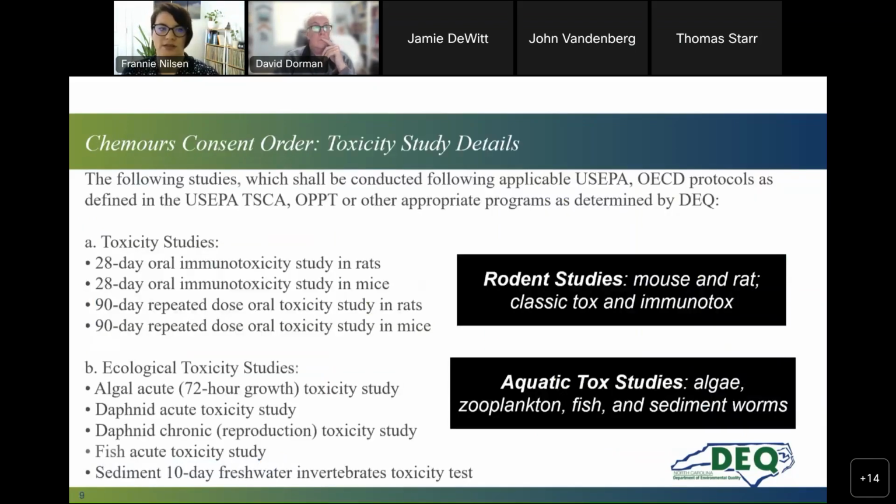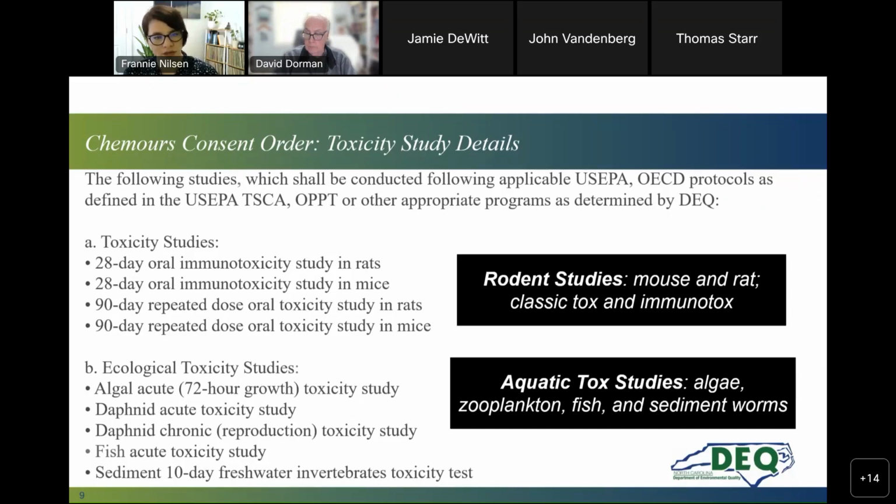Now, as far as the details of this study, and so again, this is the text from the document, and then in these black boxes, I just have a quick summary, so you don't have to continually read the lengthy text. The toxicity studies are these classic tox studies, and so these are rodent toxicity studies. And for both of these, we'll be using mouse and rat species. The classic tox studies are 90-day repeated oral dose toxicity studies, and then the 28-day are oral immunotoxicity studies. Each of those are occurring in mouse and rat.